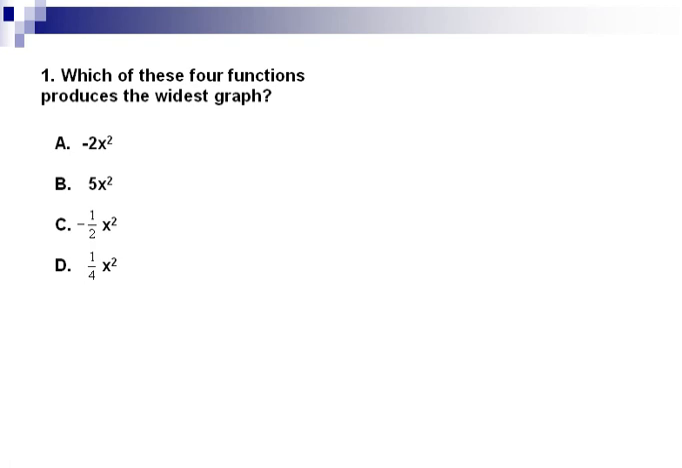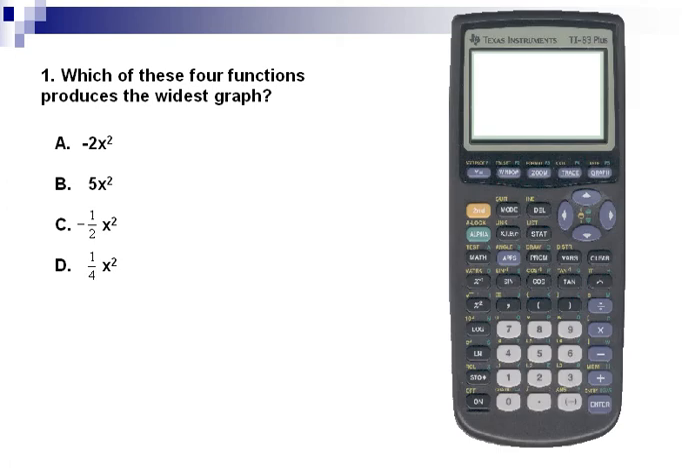In order to answer the question in number 1, we need to get our calculators out and graph these equations. Let's go to y equals and place all these equations in y equals. So in y1 we want to place negative 2x squared. In y2 we want to place 5x squared. In y3 we want to place negative 1/2 x squared. And in y4 we want to place 1/4 x squared.